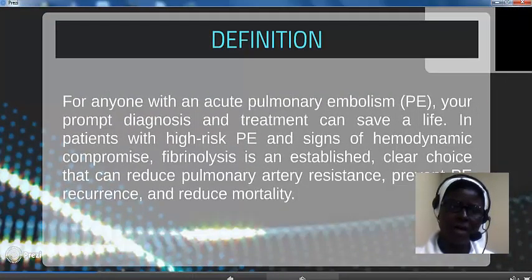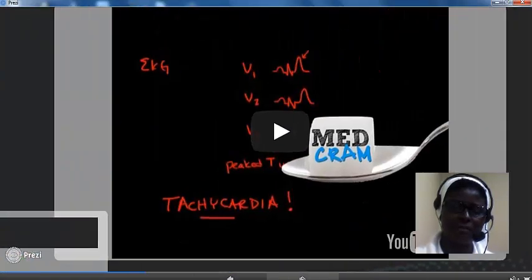Definition. For patients with an acute pulmonary embolism, prompt diagnosis and treatment can save a life. In patients with high risk PE and signs of hemodynamic compromise, fibrinolysis is an established, clear choice that can reduce pulmonary artery resistance, prevent recurrence, and reduce mortality.